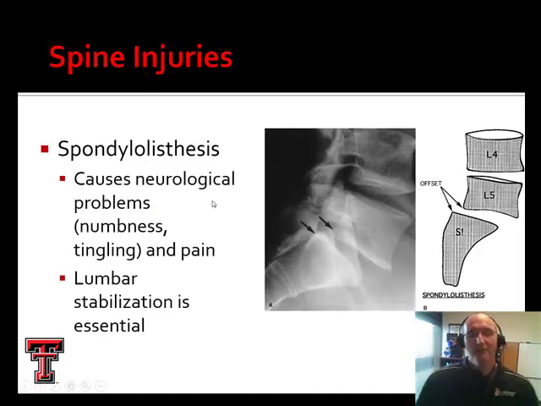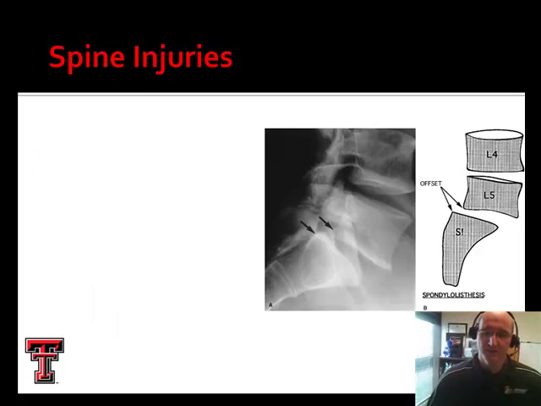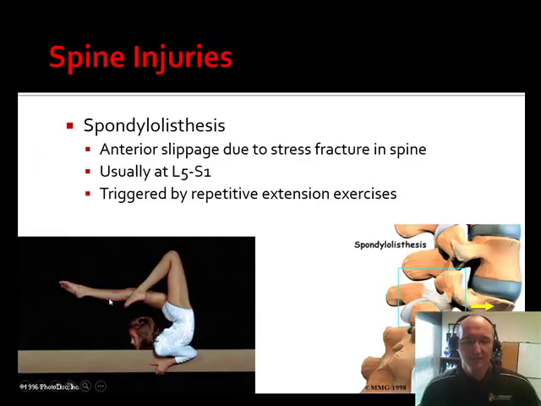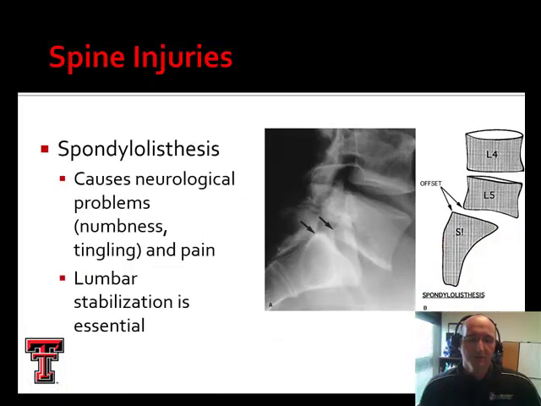We end up with numbness, tingling, pain that shoots down over time. This may also result in motor deficits, but lumbar stabilization is absolutely essential. I had this in almost all of the gymnasts I work with because they get into this extended position a lot more than most athletes, and that puts that pars interarticularis at risk. So lumbar stabilization, core stability is absolutely essential because that muscular corset, the muscles that surround the core, can help keep that spinal column in position where it needs to be.